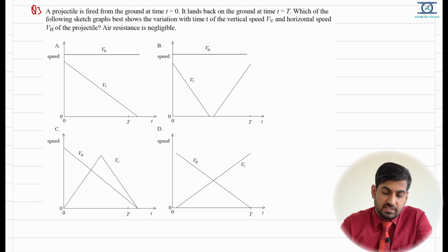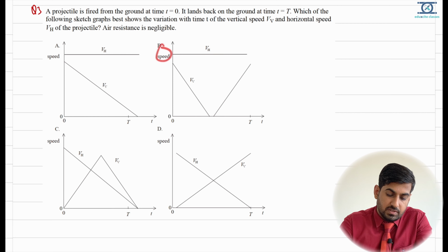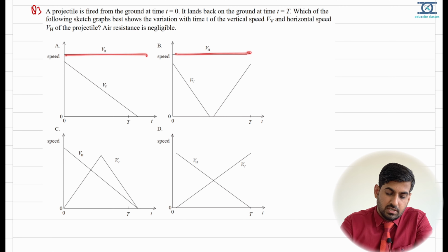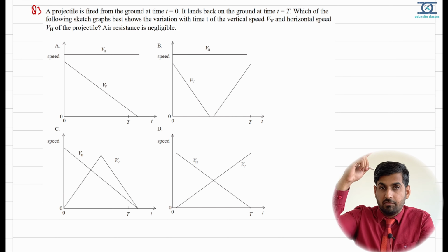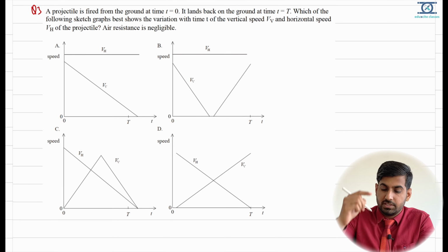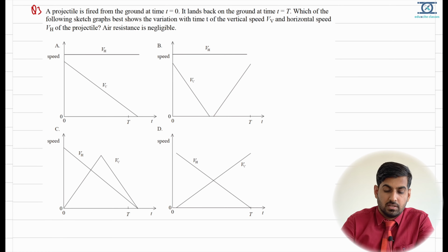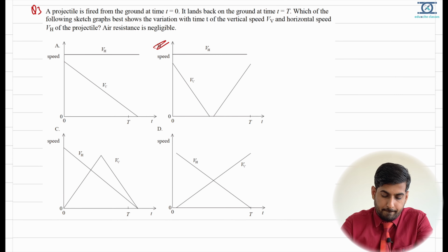So this, guys, is speed versus time. Do not get confused. The horizontal component, as I already mentioned, will remain constant, so C and D get cancelled. Here the speed first decreases because it is moving upward. It will reach a maximum height where the vertical velocity will be 0, and then it will move down and the speed will increase. So the speed will be like this. So option B will be the right answer.